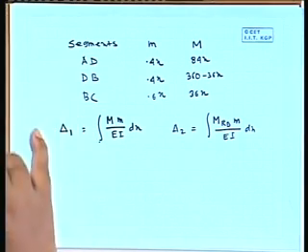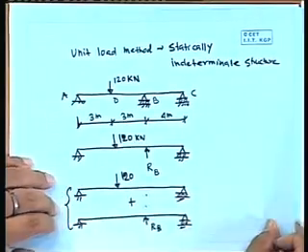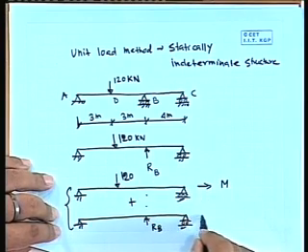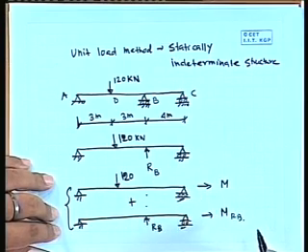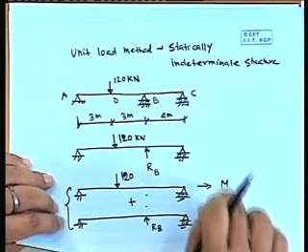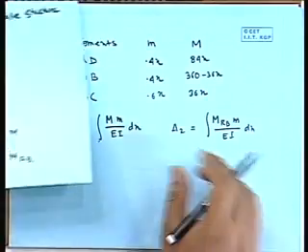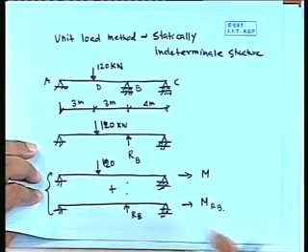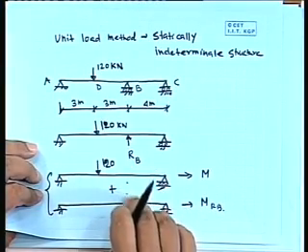capital M is the moment produced by 120 kilonewton. If we put RB and get the moment expression, that moment expression will be M_RB, and if we multiply it with m by EI, that will be the deflection at that point. Here this set is giving capital M. Now this set, if we give M_RB, this M into your small m, we are getting the deflection produced here, and with M and the unit load, you will get the deflection there.